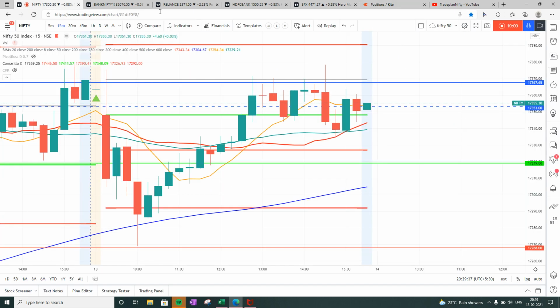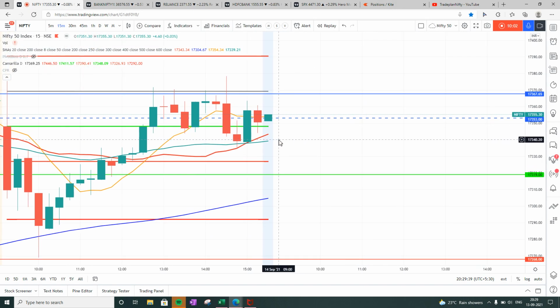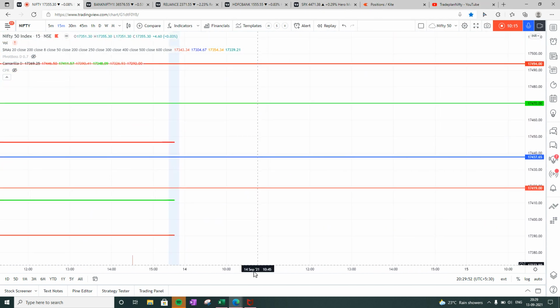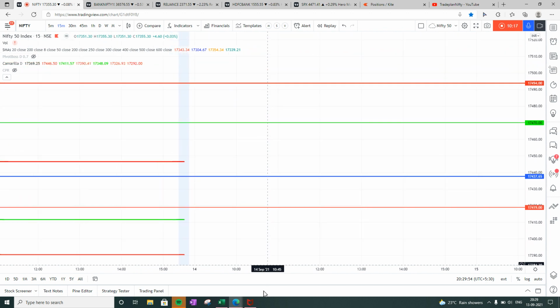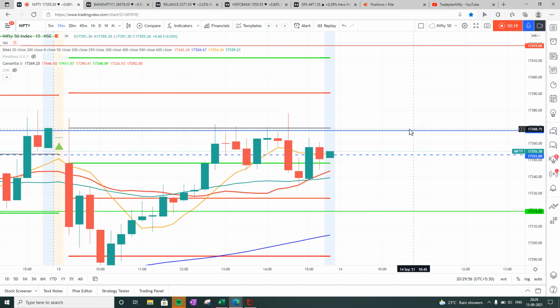So for tomorrow, the idea is that I will enter one more lot, preferably at pivot, and keep a stop loss for my position at 17,290, and see if the market gives an opportunity to exit at 17,500, which is my target for this week.